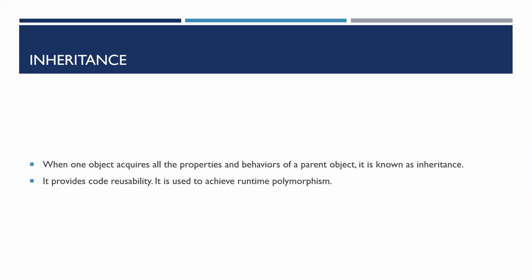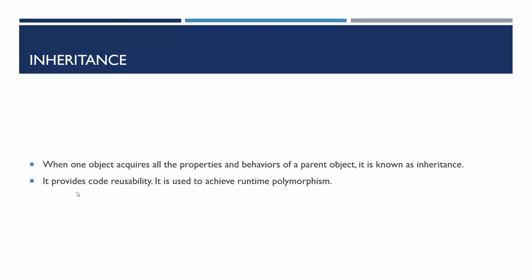Next comes your inheritance. This is the first concept in your Java OOPS. When one object acquires all the properties and behaviors of the parent object, it is called inheritance. Take an example of your parents. Whatever features your parents have, you'll be inheriting some of their features within you. So you as an object, you're acquiring some properties and some behaviors of your parent. That is called your inheritance.